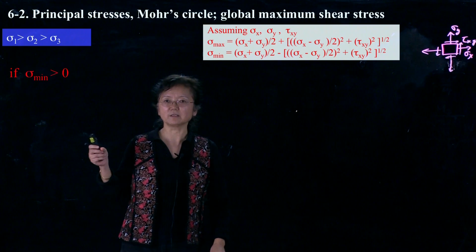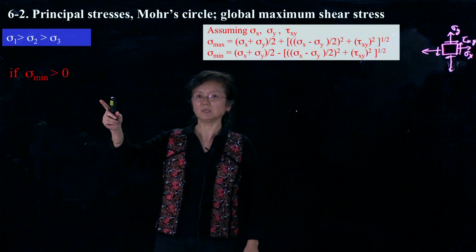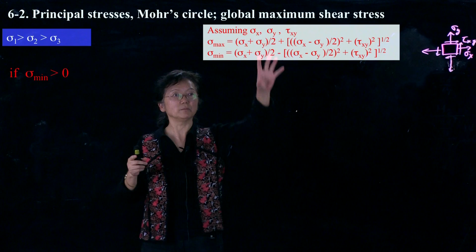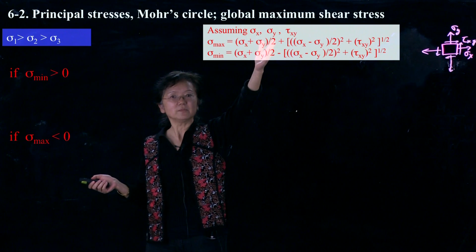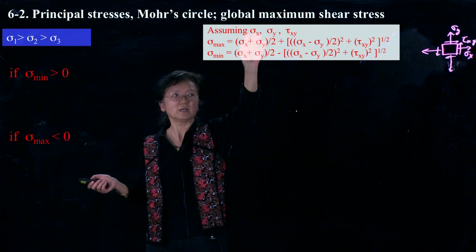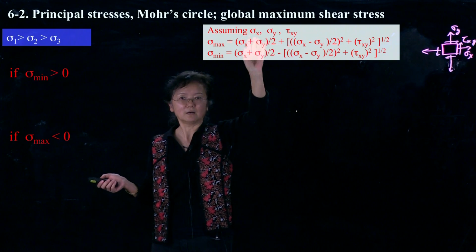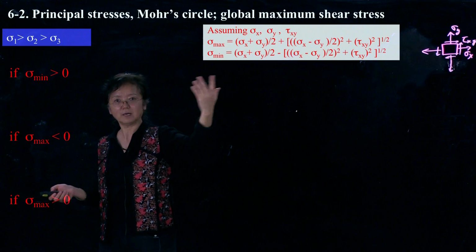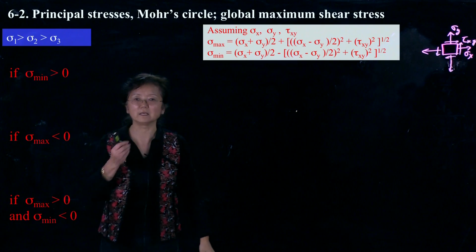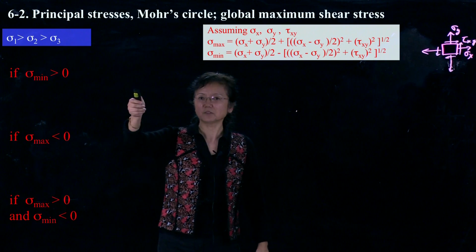We only have 3 cases overall. The first case is that sigma minimum is larger than 0, which means both of these are positive. Second, sigma maximum is smaller than 0. That means both of these are negative. And one case in between, where one is positive and the other one is negative. All right, let's go to the first one.